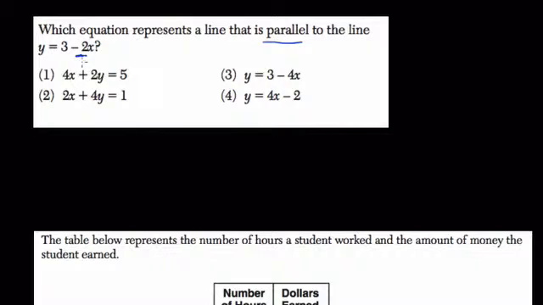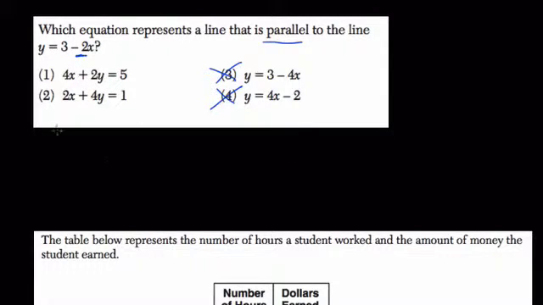Because the slope in this mx plus b format is just the coefficient of the x variable, which is negative 2. So the only other choice here that has a slope of negative 2 will be parallel to this line. So I'm going to eliminate choice 3 because the slope is negative 4. I'm going to eliminate choice 4 because the slope is 4. We're looking for a slope of negative 2. It must be one of these here.